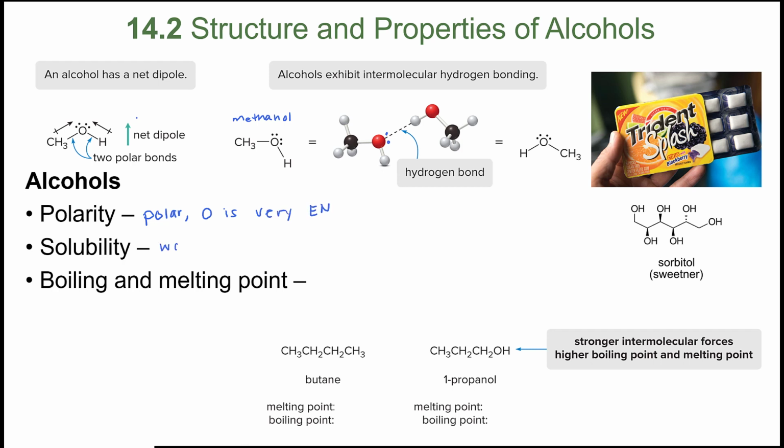And they can be water soluble if the number of carbons divided by the number of nitrogens plus oxygens is less than 4. Their melting and boiling points are higher than alkanes, and that's due to the hydrogen bonding and strong intermolecular forces.